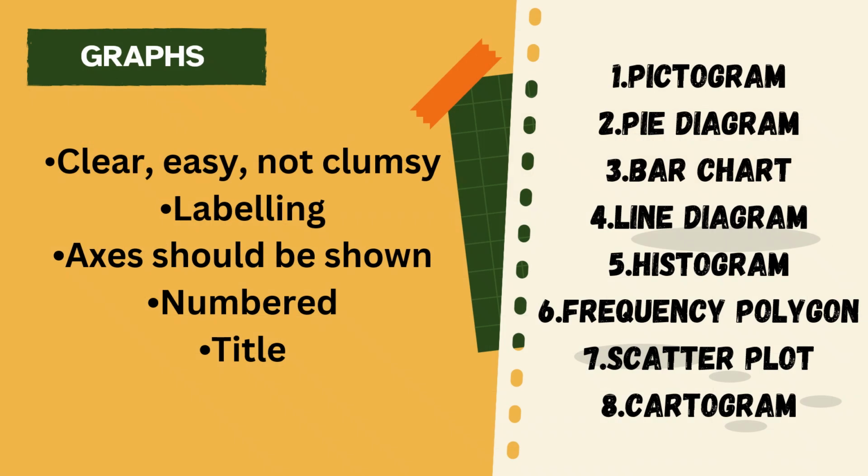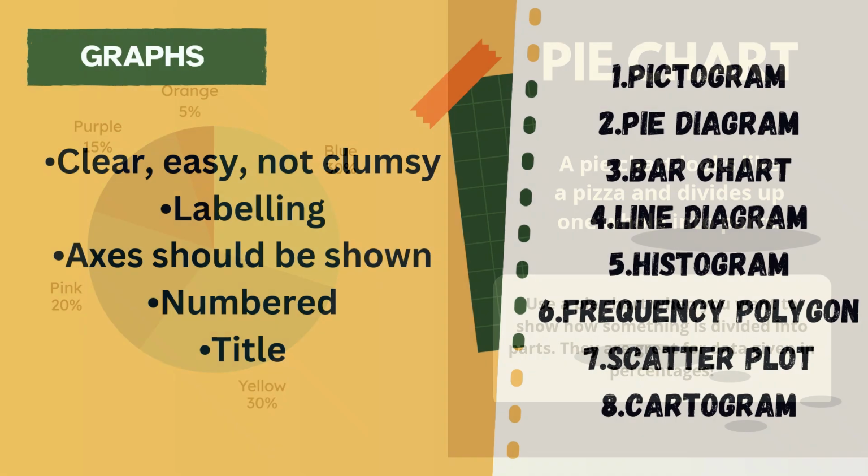Next, moving on to graphs. As I told you before, graphs can be in the form of pictograph, pie diagram, bar diagram, line graph, histogram, frequency polygon, scatter plot and cartogram. These graphs should be easy, clear, not clumsy. Labeling should be perfect. Axes should be shown and numbered, and titles for each graph should be represented.